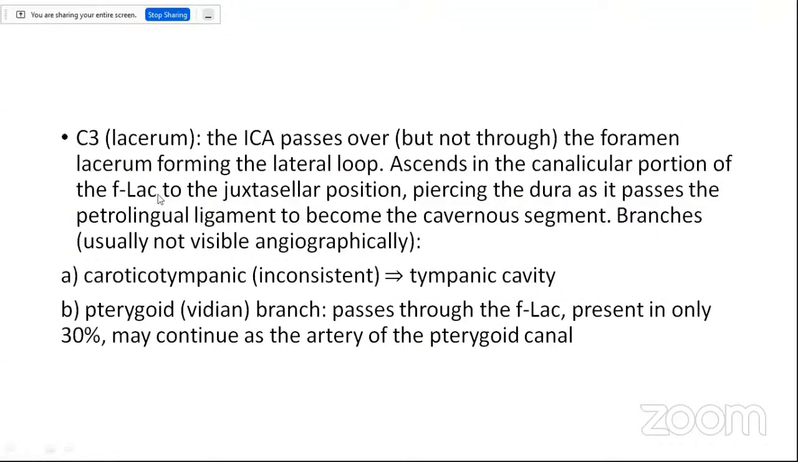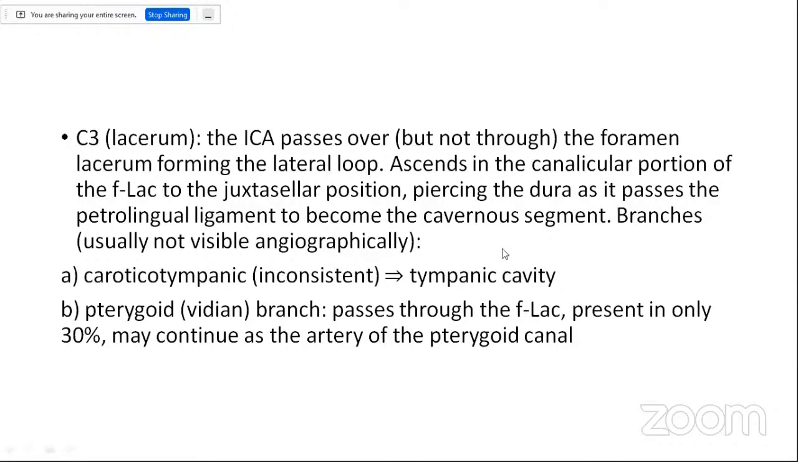The C3 or the lacerum part, if we discuss it in theory: the ICA passes over the foramen lacerum, but not through it, forming the lateral loop. The lacerum part ascends in the canalicular portion of the foramen lacerum to the juxtasellar position. It pierces the dura as it passes the petrolingual ligament to become the cavernous segment. This we have already discussed diagrammatically.